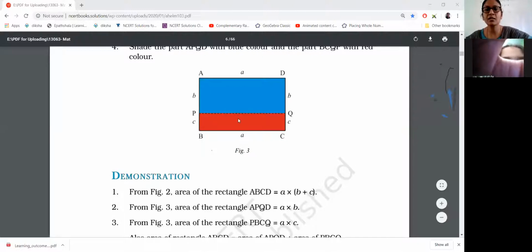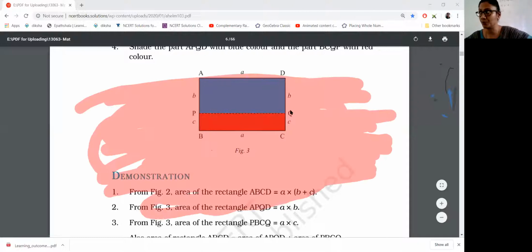Now come to the blue rectangle, that is A, P, Q, D. The length will again be A, but the width or the breadth will become B. So area of rectangle A, P, Q, D will be A into B. Now come to the red rectangle. What is the red rectangle? It is P, B, C, Q. All right. So then the rectangle will have the length as A and the breadth as C.